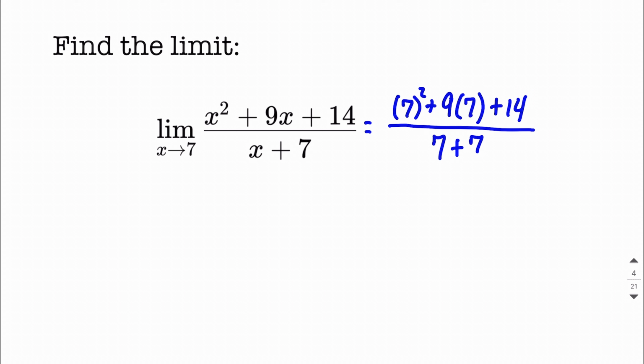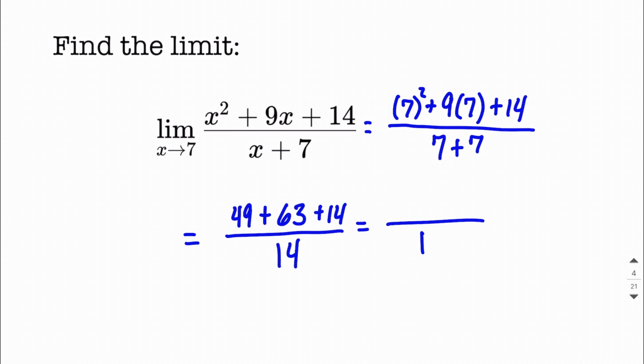Now, why I say it's going to be a fairly easy problem is looking at that denominator, you're noticing we get a 14 and not a 0, which means we're going to get some number coming out here for a solution. Let's simplify the numerator. We have 7 squared will make 49, plus 9 times 7, 63, plus 14. As we combine those constants up in our numerator, 49 plus 63 plus 14 works out to be 126.